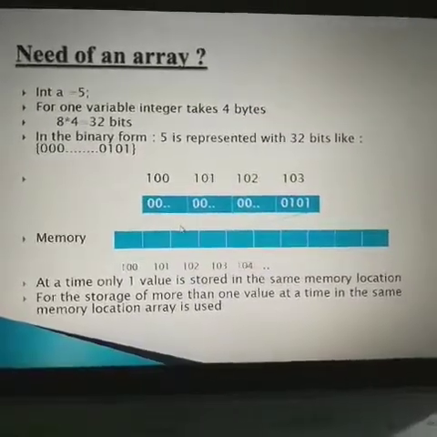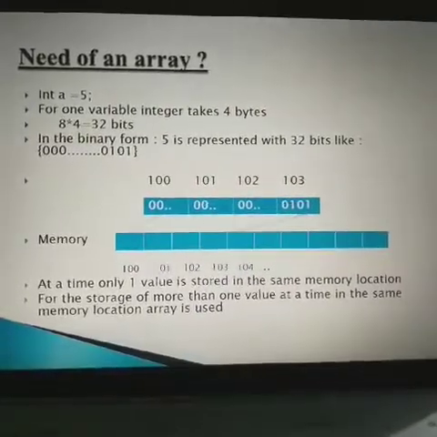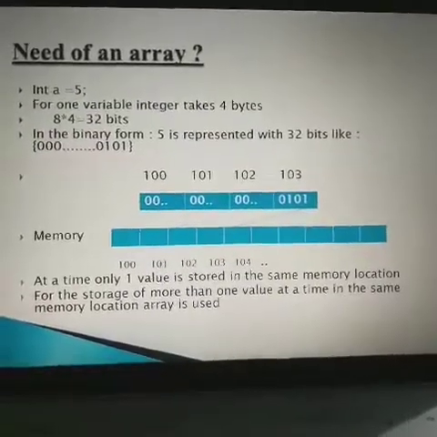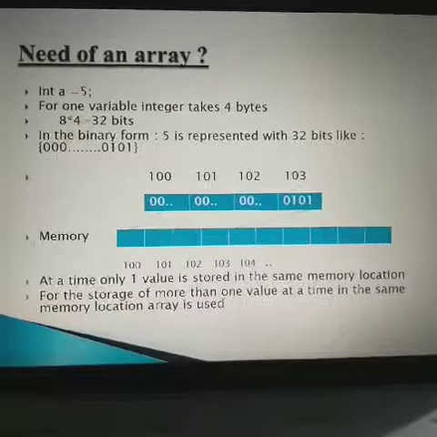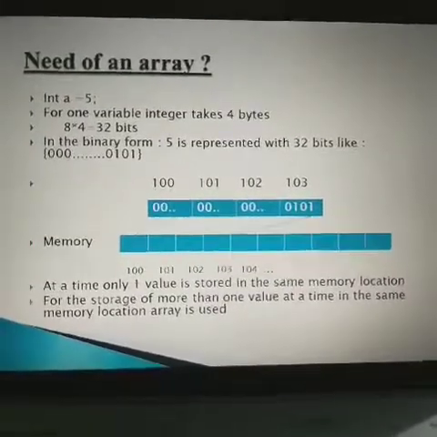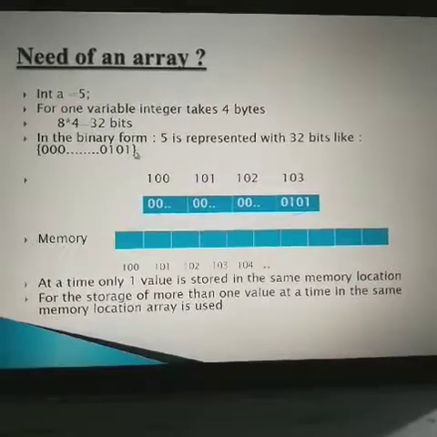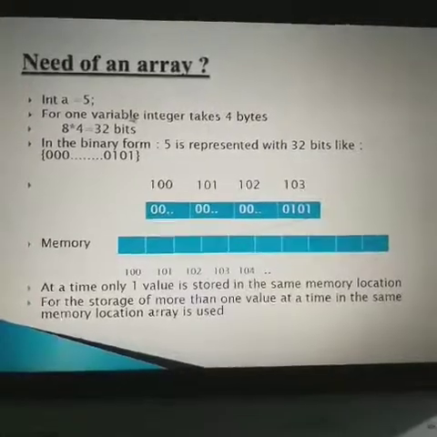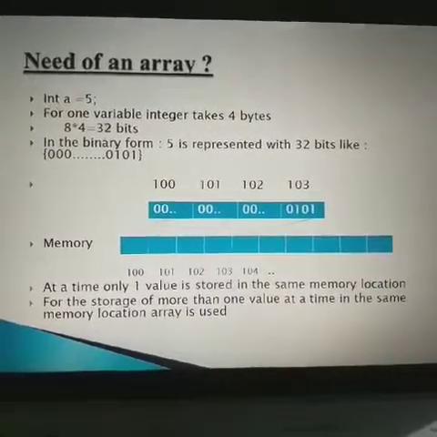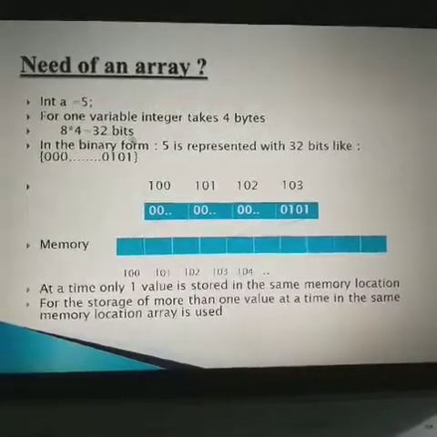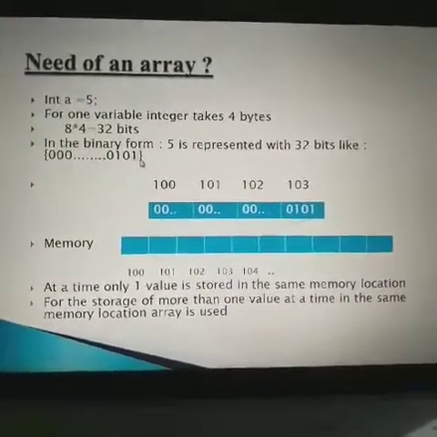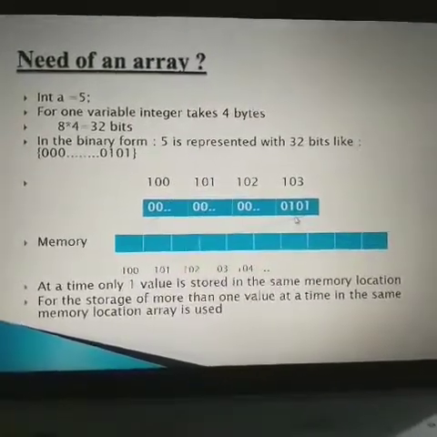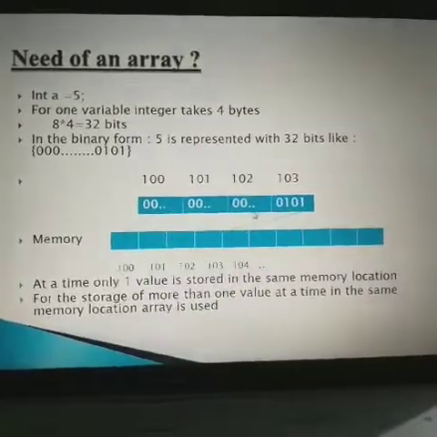We also know that computer storage is basically in the binary form. Computer understands the binary language. So any number or any character or any data is stored in the memory in the binary form. So 5 is converted into the binary form, that is represented with 32 bits. Why 32 bits? Because a is the variable of integer type and it takes 4 bytes. So 4 bytes equal to 32 bits. So 5 is represented as 32 bits and these are stored into the memory, as shown in this figure.